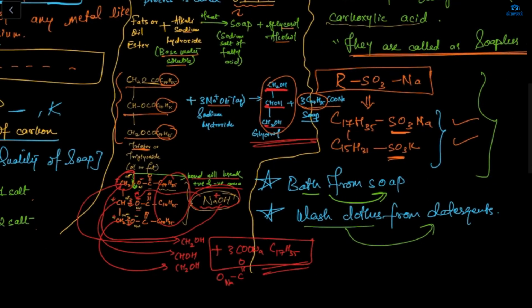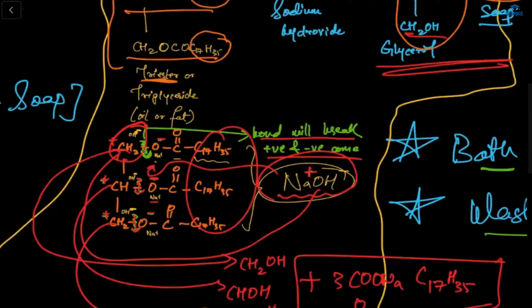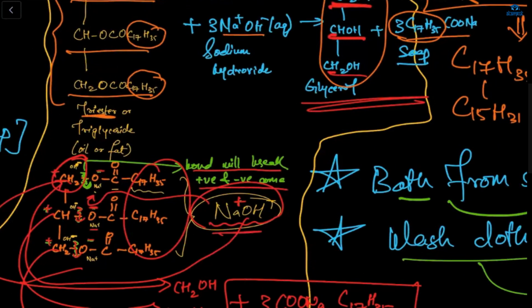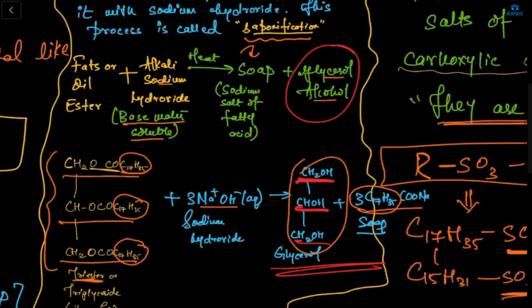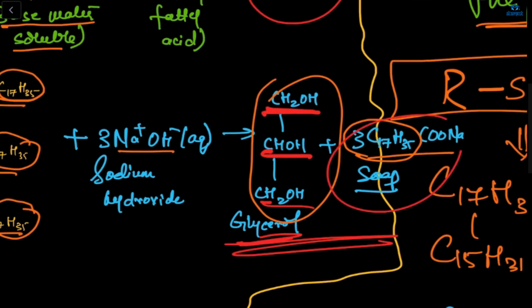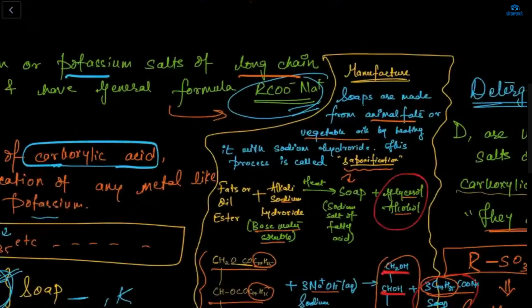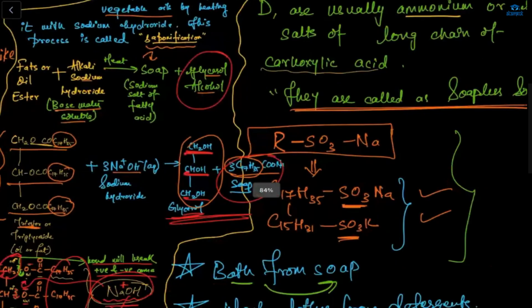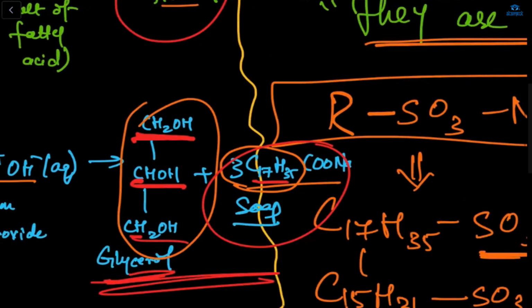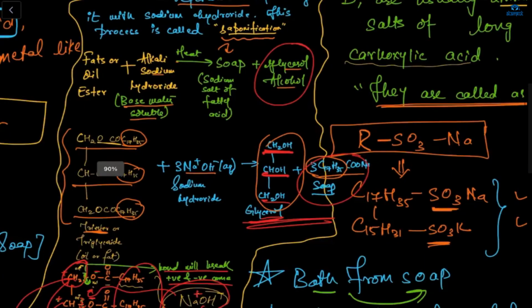When we heat your fats, oil, ester, these are my fats, or we can say oil or ester, tri-ester. These combine with your sodium hydroxide, which is NaOH, and form your salt and this glycerol alcohol. This is your alcohol, and this is your soap. The soap formula is this only. The general formula of soap is R COO minus Na plus, and here also we are getting the same. This is your R, this is your COO, your Na, and this 3 because of the 3NaOH. Okay, now you got it.